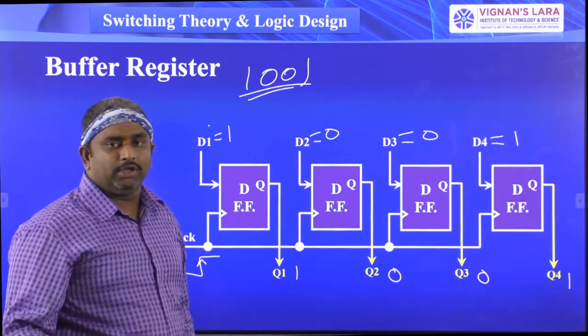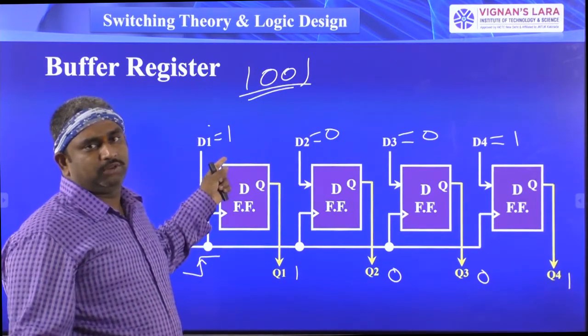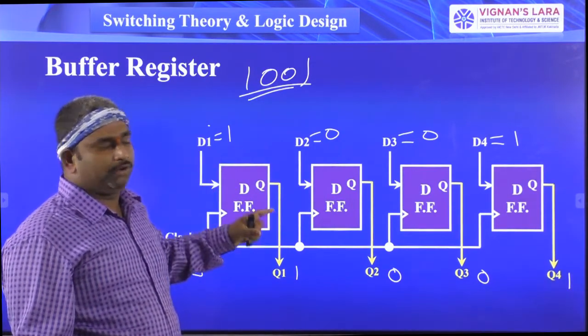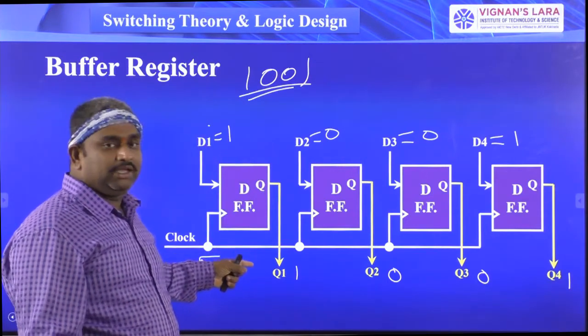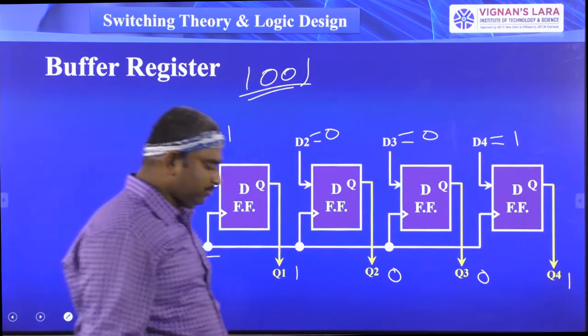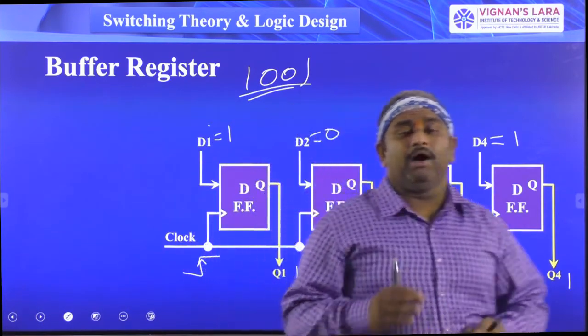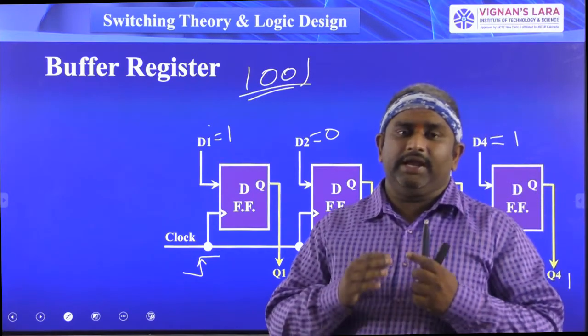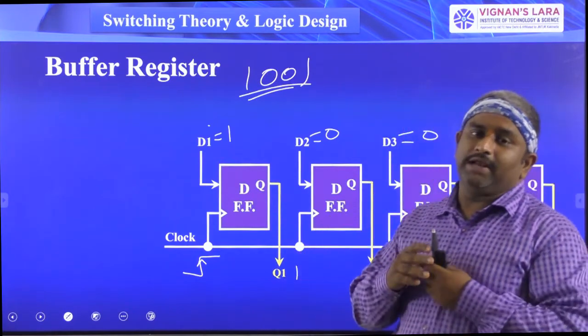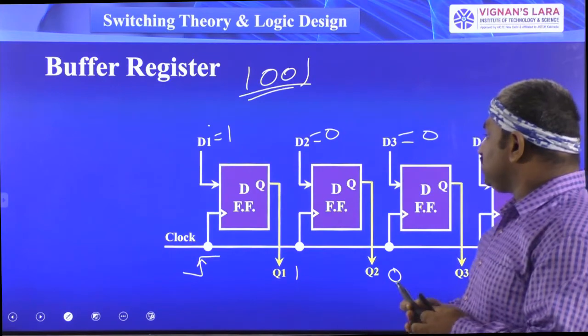So the output simply follows the input. Whatever the input data we have, the same data goes to the output. So this is a basic buffer register. The basic buffer register acts as a data storage device.